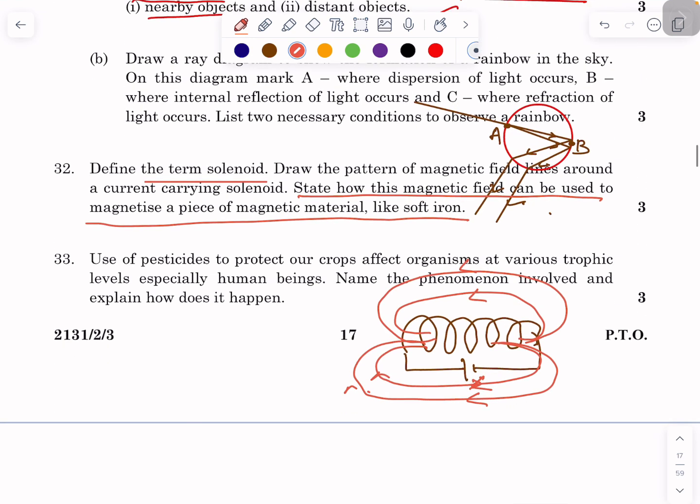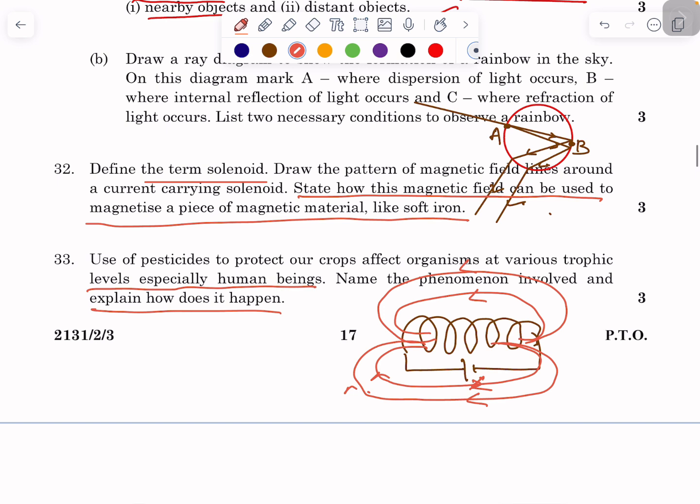Okay. Next, question number 33. Use of pesticides to protect our crops affects organisms at various trophic levels, especially human beings. Name the phenomenon involved and explain how it happens. That phenomenon we call biological magnification, or biomagnification. Here you have to write, pesticides are washed down into the soil and water bodies.